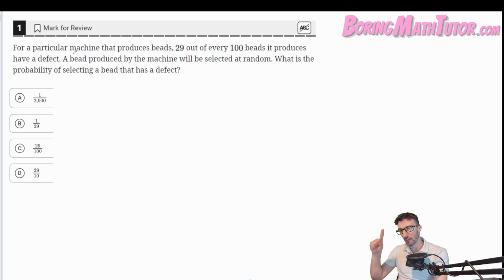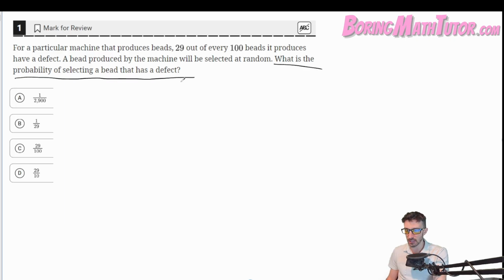Let's go. For a particular machine that produces beads, 29 out of every 100 beads it produces has a defect. A bead produced by the machine will be selected at random. What is the probability of selecting a bead that has a defect? When somebody asks you for a probability, they're actually just asking you for a fraction.